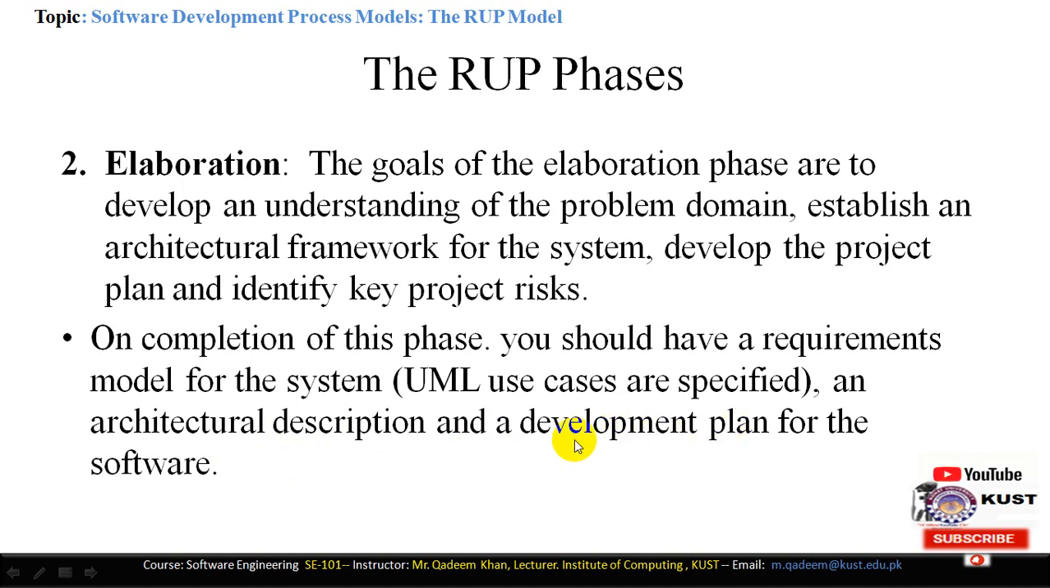Development plan for the system means which types of technology will be used for the development, like the languages, database technologies, compilers, etc. So here we will identify the development plans, how many components will be developed, and how the development will be performed by the different programmers.